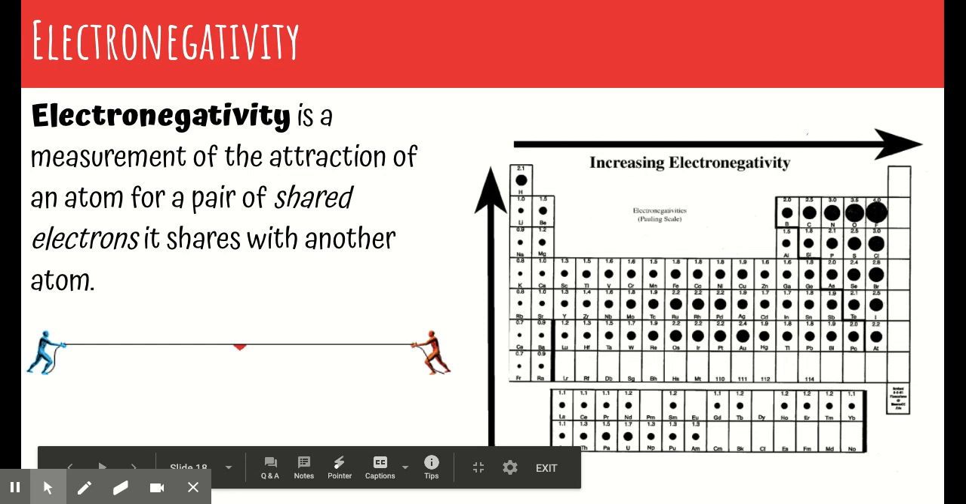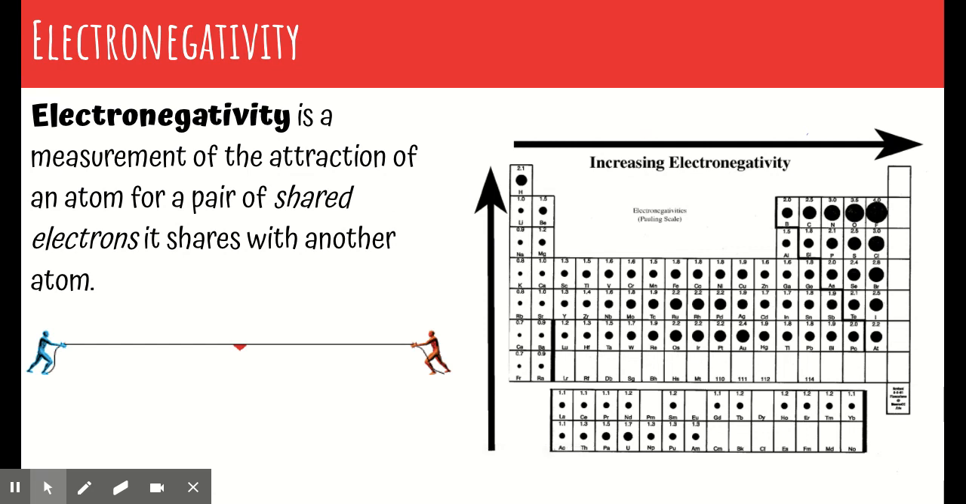Electronegativity would be the next one. We'll talk about electronegativity kind of frequently. So electronegativity is the measurement of the attraction of an atom for a pair of shared electrons it shares with another atom. Okay, so if you look at these, the size of these dots is representing the amount of electronegativity they have. So the higher or the larger these dots are, the higher the electronegativity, the more likely they are to share electrons with another atom.